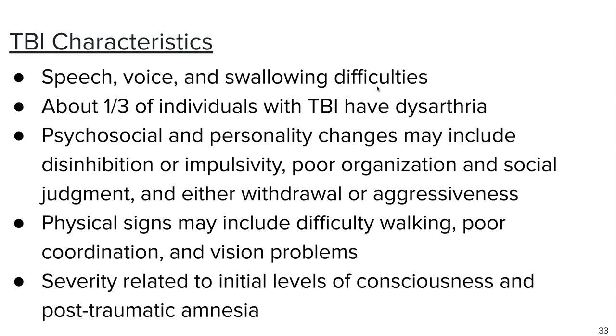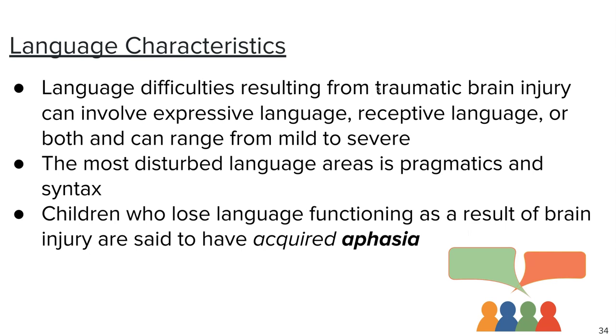Severity is going to be related to initial levels of consciousness and post-traumatic amnesia, right? So right after it happens, when the person's in the hospital, you're usually going to do some kind of a coma scale rating. Is the person conscious? Are they able to talk? Are they able to acknowledge you? Are they in a coma? Right? That's going to tell us what kind of severity we have.